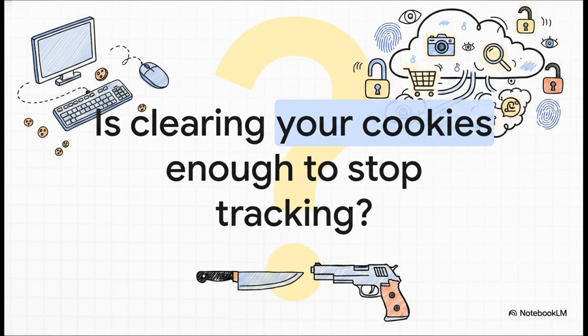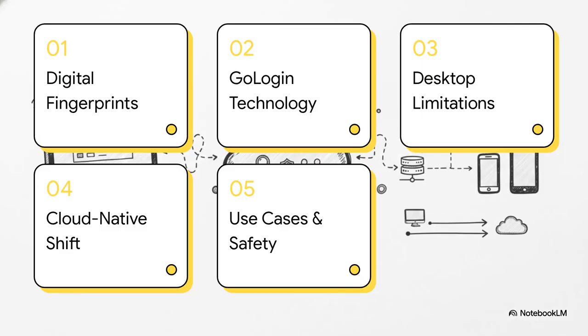But first, I've got a simple question for you right off the bat. Is clearing your cookies actually enough to stop tracking? Well, for a long time, the answer was yes. But the reality today? Platforms like Facebook, Amazon, and Google track way more than just your cookies. If you're still relying on just clearing your browser history to maintain separate digital identities, you're unfortunately bringing a knife to a gunfight.